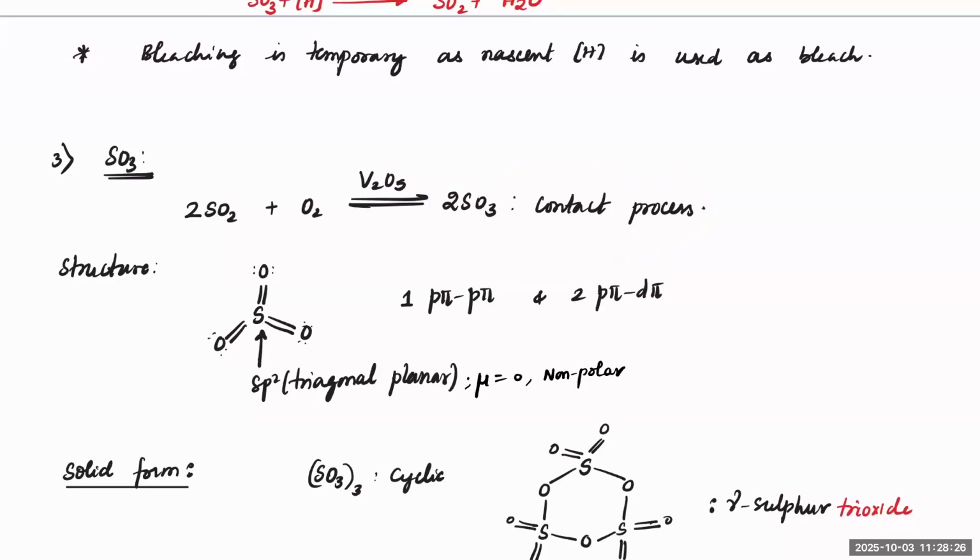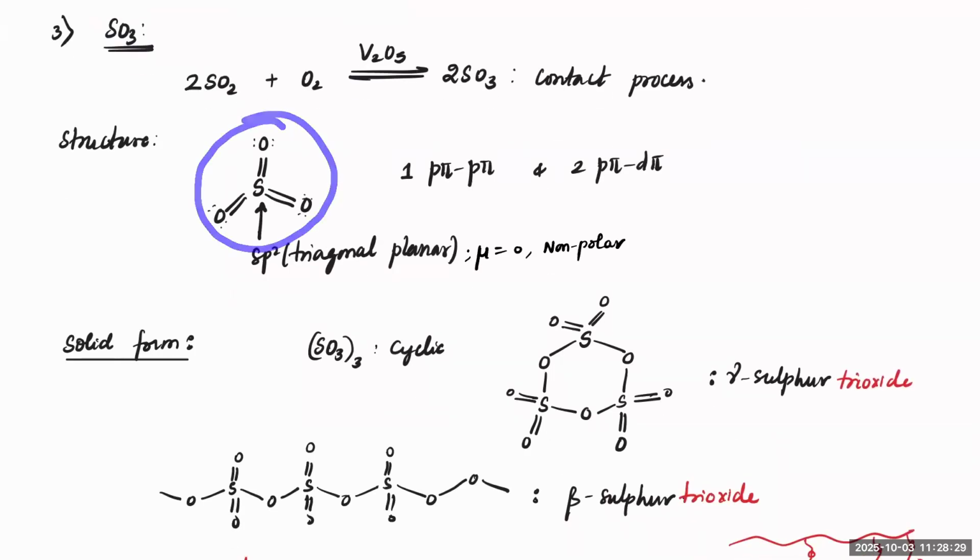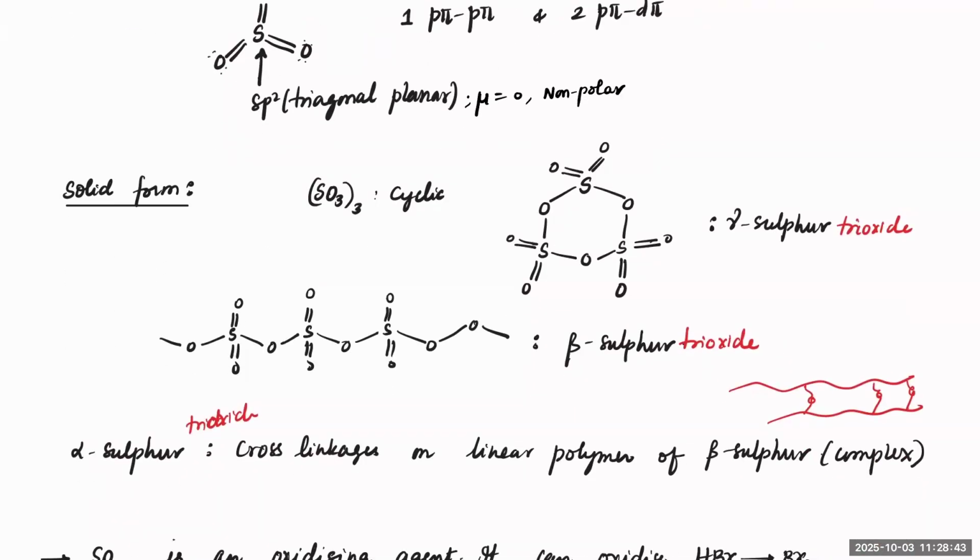Next, the structure of SO3: you can see it is a trigonal planar structure. It is sp2 hybridized. It has three pi bonds, out of which one pi bond is p pi p pi, and the other two pi bonds are p pi d pi. When SO3, which is non-polar, is cooled down and solidified, the solid form of SO3 will exist as a cyclic structure like this. SO3 thrice. This is that structure, with three single bonds and then double bonds. This kind of cyclic structure is called gamma sulfur trioxide.